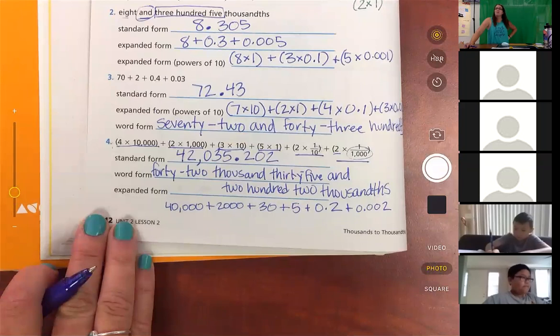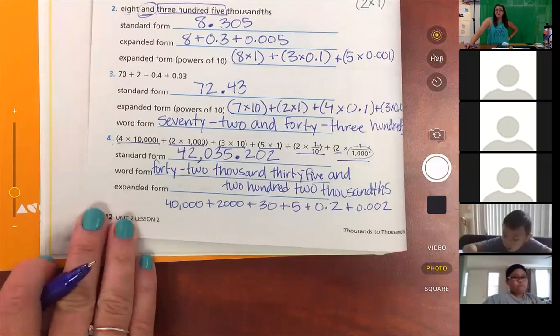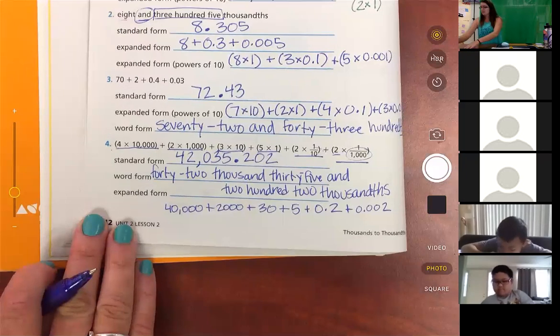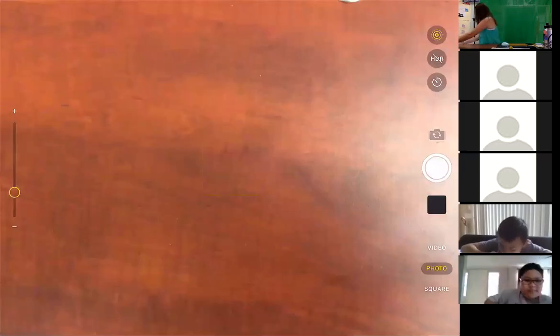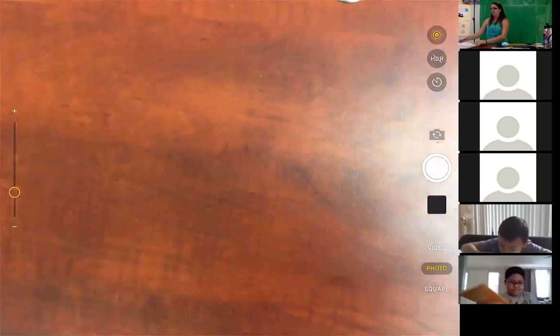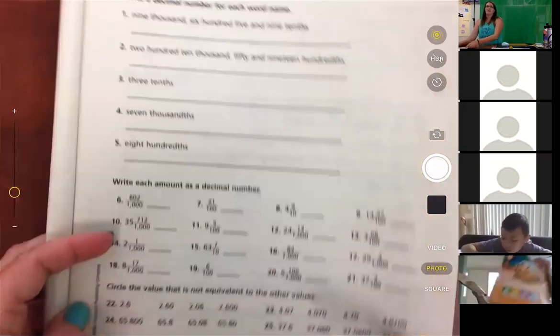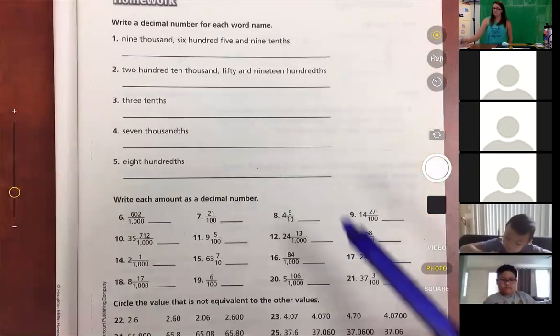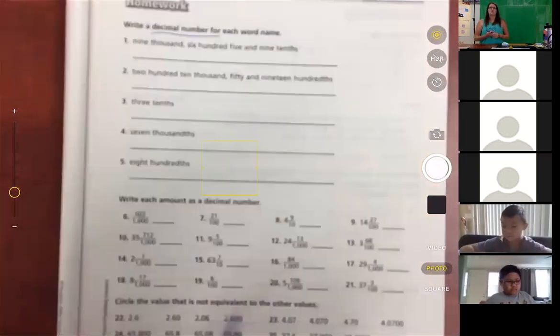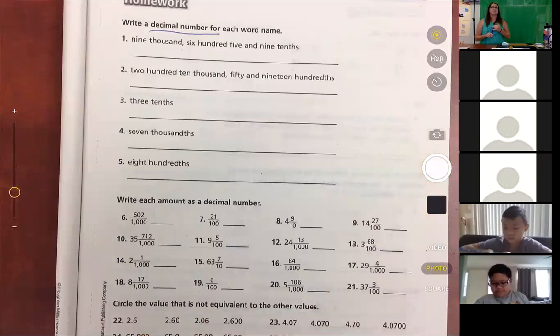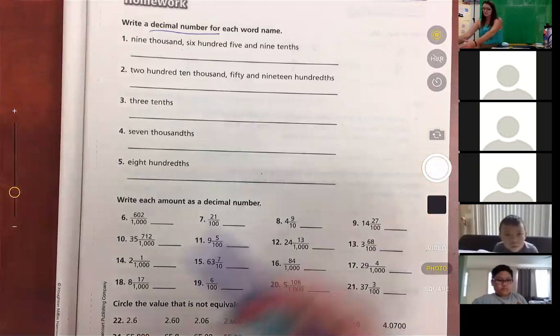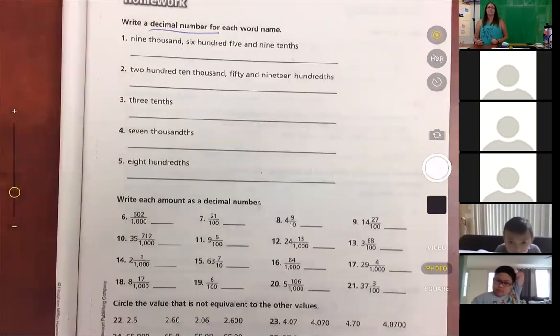So that is it for the lesson part of today. So we are going to start on our homework. Our homework is page 29. The top part just wants you to write the decimal number for each word name. So you don't have to write expanded. You don't have to write powers of 10. All you're doing is taking the words and writing the number for it.